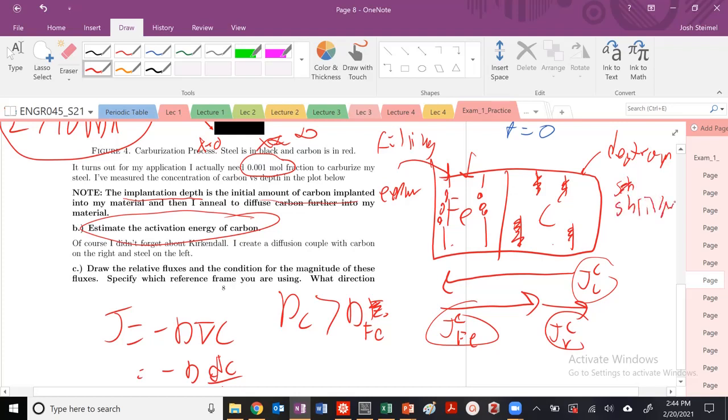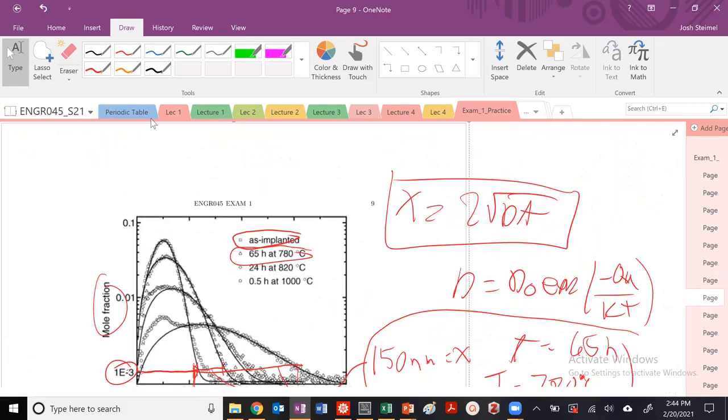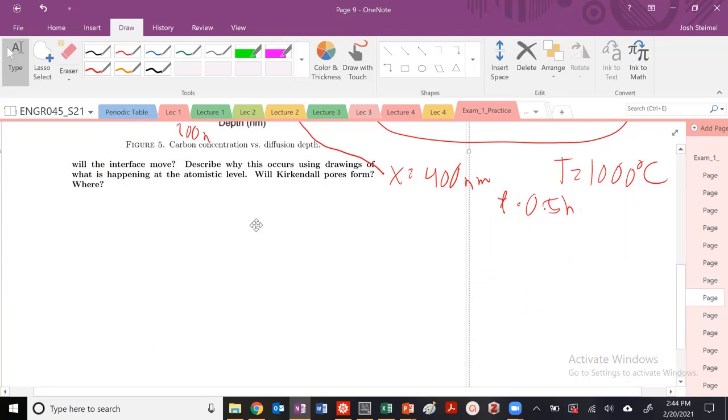So what's going to happen? All the atoms move around on this side, and more vacancies kill up these atoms over here. We're expanding on this side, so the interface is going to move to the right. So let's see if we can answer the rest of our questions. Describe what occurs in the drawings, using drawings of what is happening at the atomistic level.